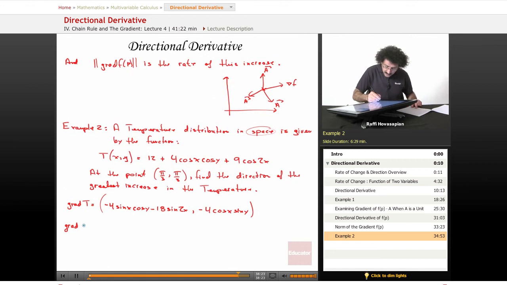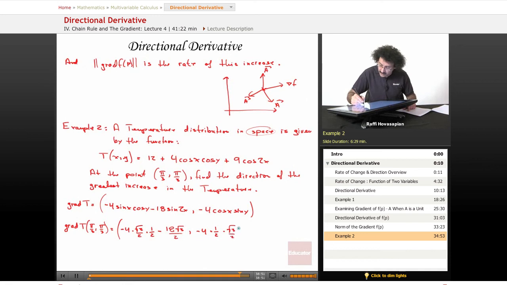So the gradient of T at pi over 3 is going to equal, and I am going to write all of these out actually, minus 4 times rad 3 over 2, and again, I'm hoping that you will confirm my arithmetic here, minus 18 times rad 3 over 2, and then this one is going to be minus 4 times 1/2 times rad 3 over 2. And again, arithmetic is just arithmetic. It's not as important as the mathematics. That's what's important. There will always be somebody there to check your arithmetic. There won't always be somebody there to check your mathematics, the concept.